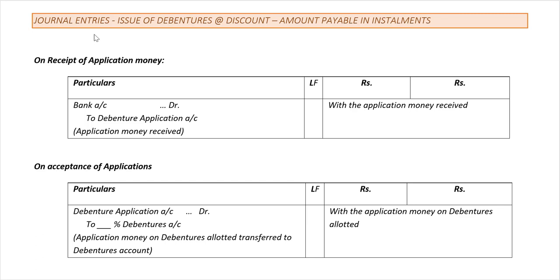The following are the journal entries that need to be passed when debentures are issued at discount and the amount is payable in installments. On the receipt of application money, bank account debit to debenture application account with the amount of the application money received. On the acceptance of applications, debenture application account debit to percentage debentures account with the application money on the debentures which have been allotted.